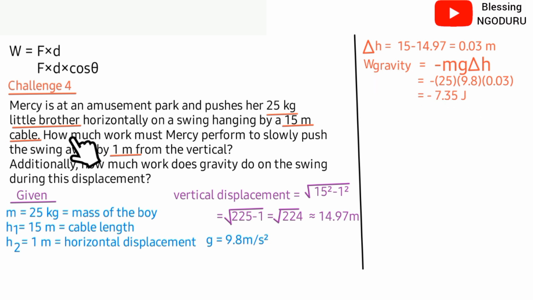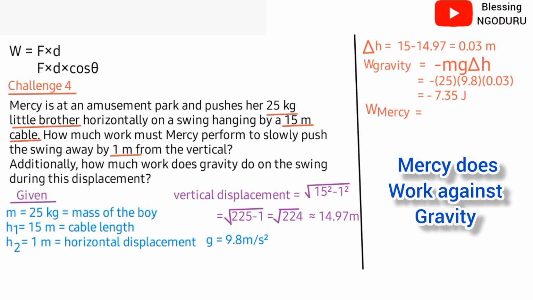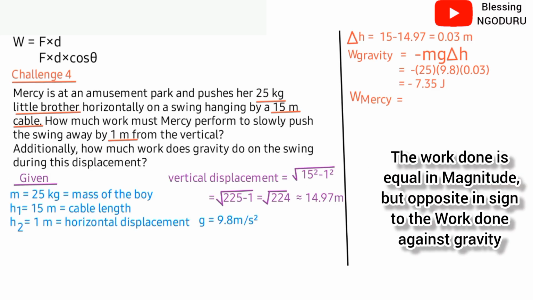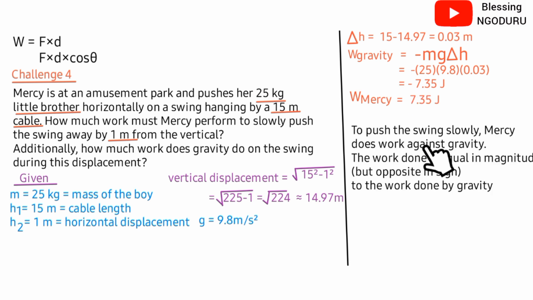Now, let's also find the work done by Mercy in pushing this swing. To push the swing slowly, Mercy does work against gravity. That is, the work done is equal in magnitude, but opposite in sign to the work done by gravity. Therefore, the work done by Mercy is 7.35 joules.